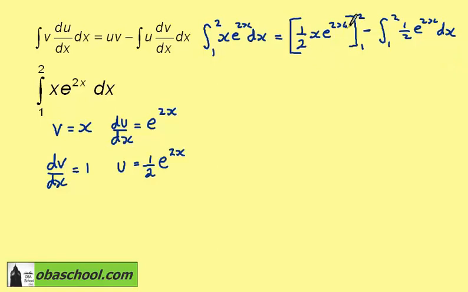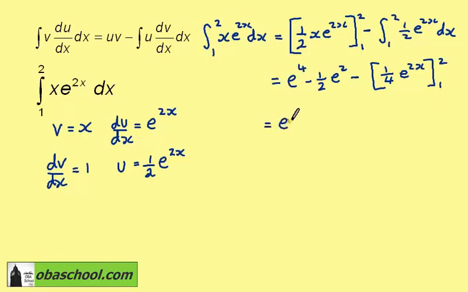So substituting in here, if we put 2 in, a half times 2 is 1, so we get e to the 4. With 1 substituted in, we get a half e squared. Take away, if we integrate a half e to the 2x, we get a quarter e to the 2x. And the limits, of course, are 1 and 2.